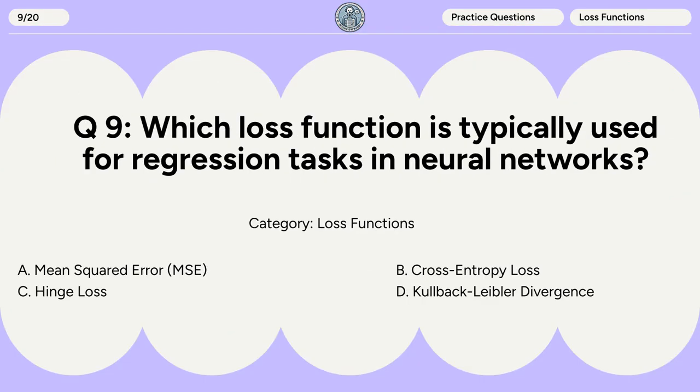Question 9. Which loss function is typically used for regression tasks in neural networks? A. Mean squared error. B. Cross entropy loss. C. Hinge loss. D. Kullback-Leibler divergence.